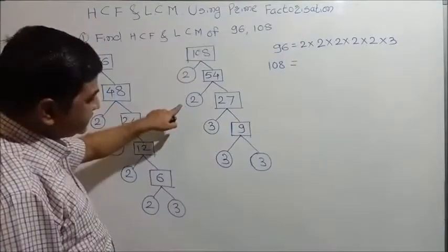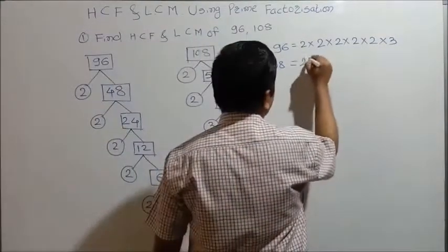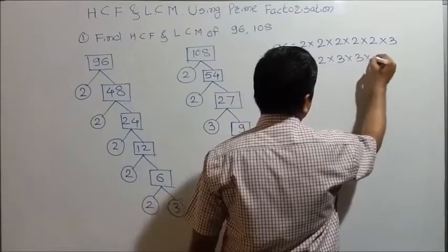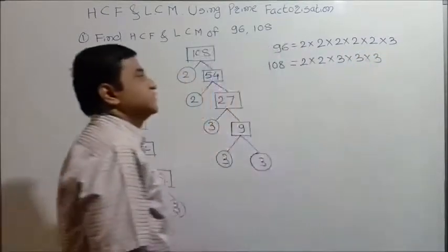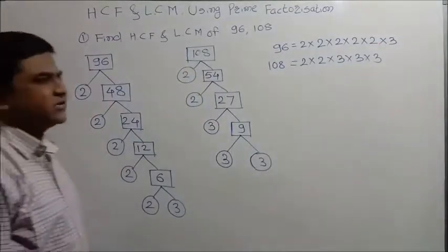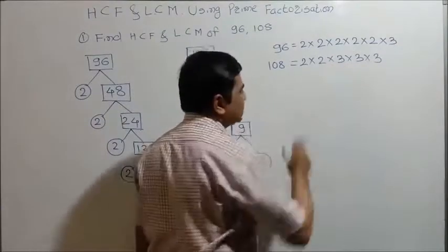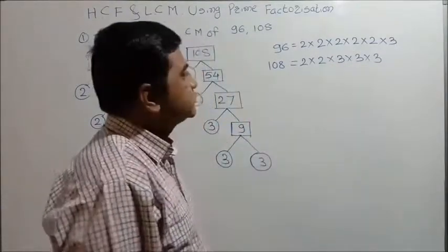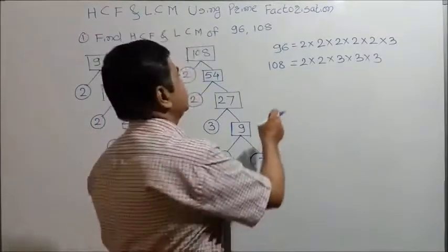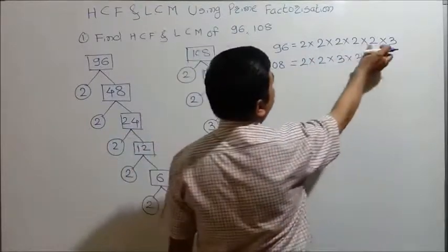For 96, I am having 2 multiplied by 2, for 1, 2, 3, 4, 5 times. 2 is multiplied for 5 times. And then we are having 3. And for 108, we are having 2 multiplied for 2 times and 3 multiplied for 3 times. So 2 multiplied by 2 multiplied by 3 multiplied by 3 multiplied by 3 is the prime factorization of 108.